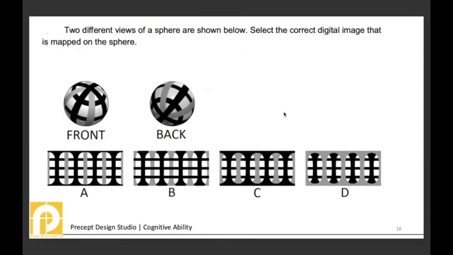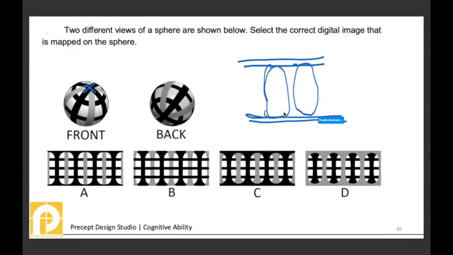Two different views of a sphere are shown here. Select the correct digital image that is mapped on the sphere. We're given two views of a sphere, and we have to identify the correct digital image that is mapped on the sphere. If you look at the sphere, it is covered with a black strip at the end, which means that black is the color on the top as well as at the bottom. There will be other patterns in between, but black is the one that has to cover all this part. Only then will those strips be visible.